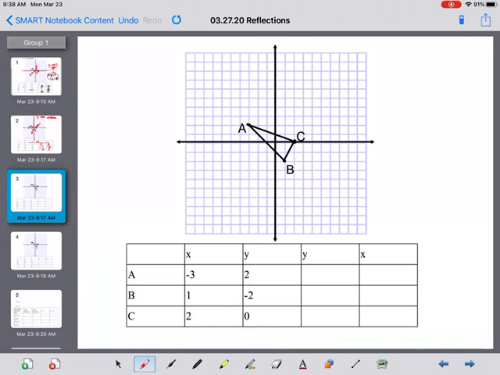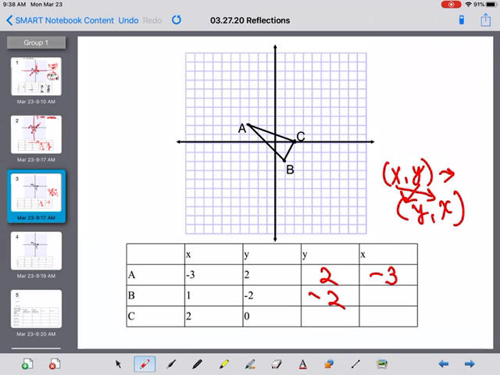Number 3, we're looking at (x, y) arrow (y, x). So what that means is the x coordinate and y coordinate simply switch positions. So (-3, 2) becomes (2, -3). (1, -2) becomes (-2, 1). And then (2, 0) becomes (0, 2). So let's see. So we have (2, -3) as A prime, (-2, 1) as B prime, and then (0, 2) becomes C prime. And then we're going to connect those.